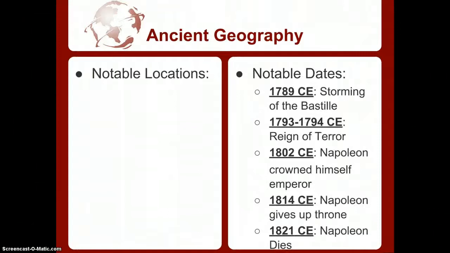Now today you'll see that there are quite a few notable dates. 1789, storming of the Bastille. 1793 to 1794 is the Reign of Terror. 1802 is when an individual named Napoleon Bonaparte crowns himself as emperor. 1814, Napoleon gives up the throne. In 1821, Napoleon dies.